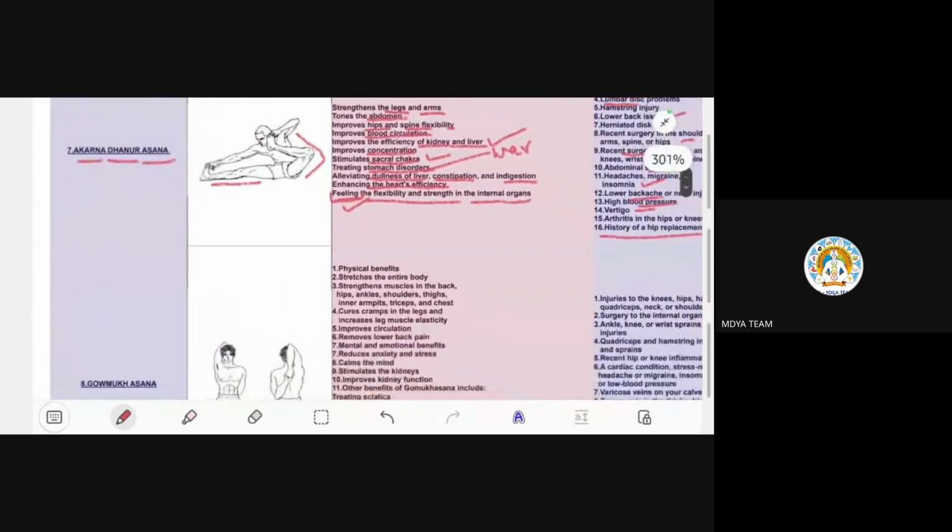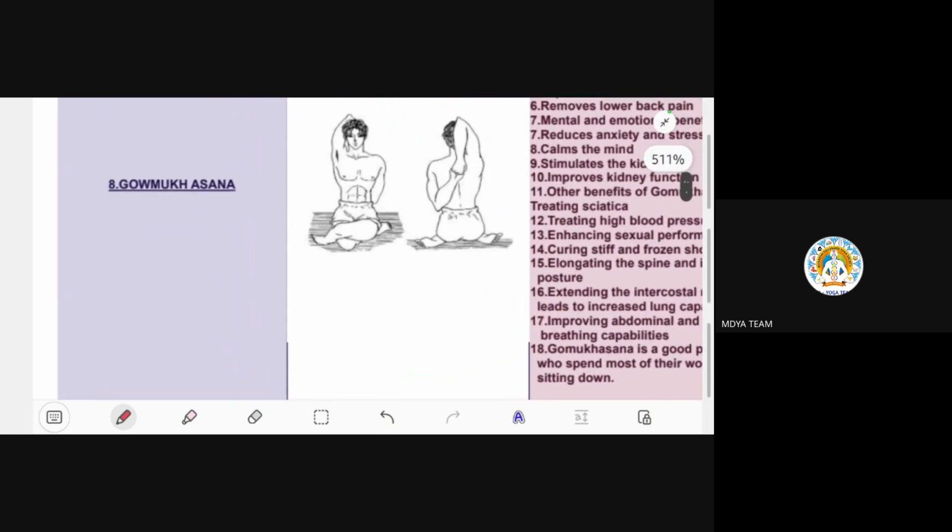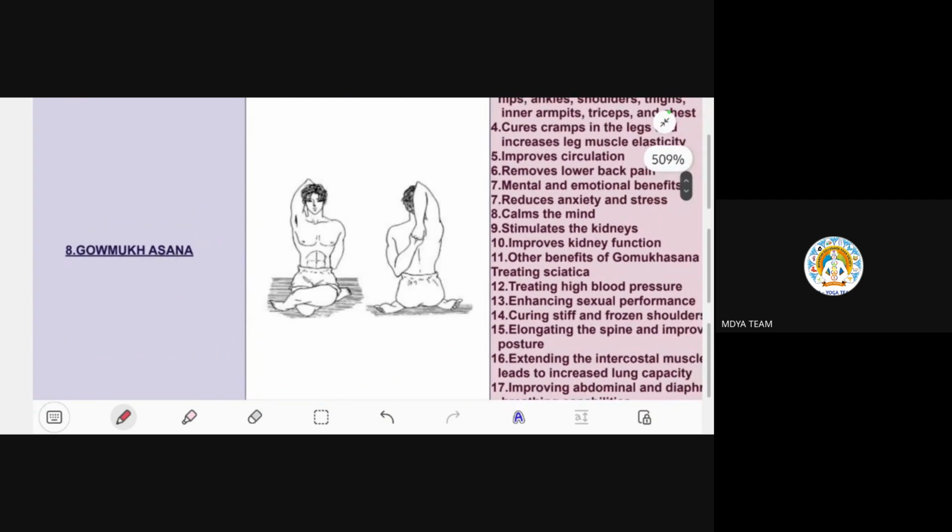The next asana is, kindly remember the contraindications. It really helps you to remember the benefits. Do not jump to the benefits first, jump to the contraindications, then try to balance with its benefits. It will really help you. Okay, then Gomukhasana, which means cow's face.